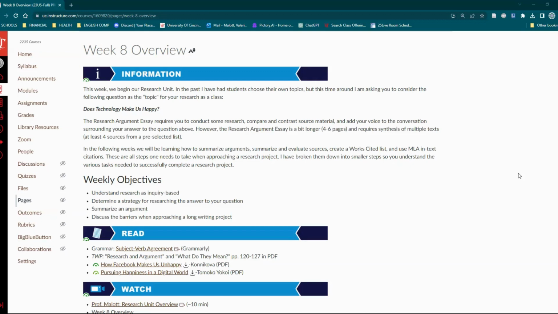The research argument essay number 3 requires you to conduct some research, compare and contrast source material, and add your voice to the scholarly conversation that's surrounding the answer to the question above. However, the research argument essay is a little bit longer than ones that you've written in the past. It is 4 to 6 pages, 1,000 to 1,500 words, and it requires some synthesis of multiple texts, at least 4 sources, from a pre-selected list. So you won't be on your own for finding a topic that you want to research.